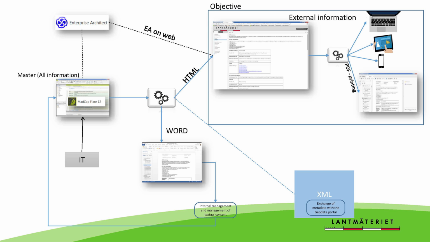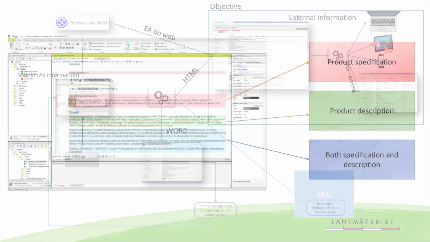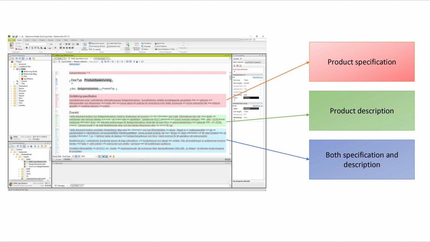And this is how we manage to do this within Flare. We mark the text with different colors depending on what we're going to use the text description for. So some text is just for, for example, product specification, or some text is used for both specification and descriptions. So this is our master data.